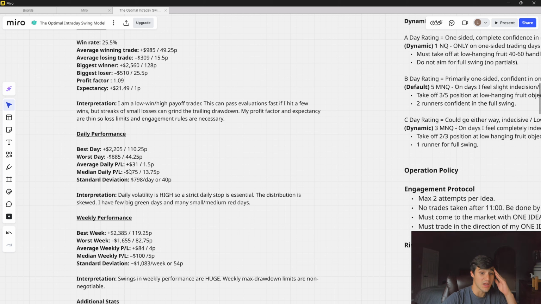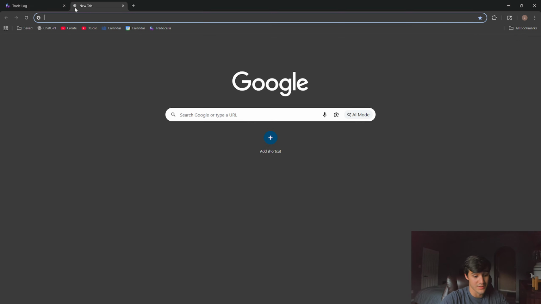My average daily P&L is $31 or 1.5 points, so it's right around break even. My median daily P&L is 13.75 points. The standard deviation, this basically shows the volatility of... I'm sure you're familiar with what standard deviation is, right? How far the data deviates from the mean point. And here it's 40 points. Let's just look at the definition of standard deviation right now, because I can't explain it. That was a terrible explanation.